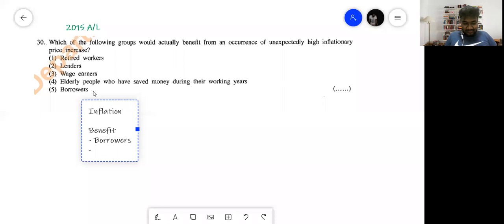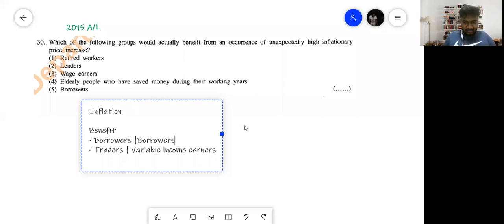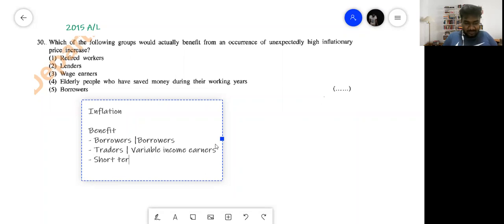Who else benefits? Yes, you can say traders benefit, right? People who buy and sell stuff can sell at a higher price. Investors, yes. So traders, or I can call them variable income earners. Yes, debtors come under borrowers. Who else? Okay, entrepreneurs. Okay, fine, but you can't exactly say. Short-term investors, okay, fine. Compared to long-term people, yes, short-term investors. Factoring companies, professional services, okay, fine. Those kinds of people do it.